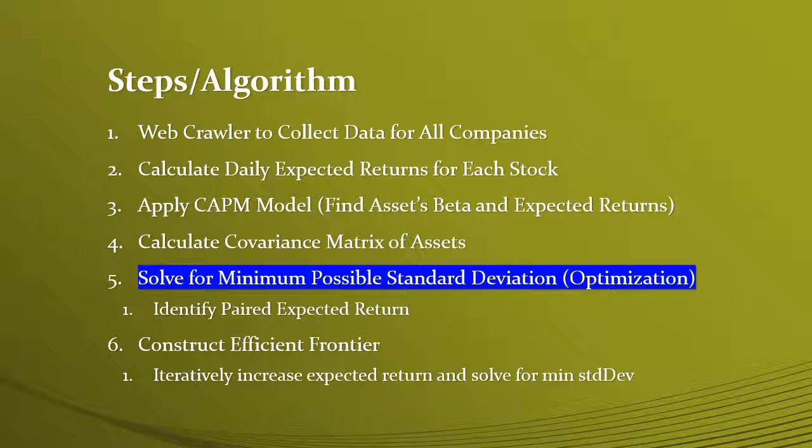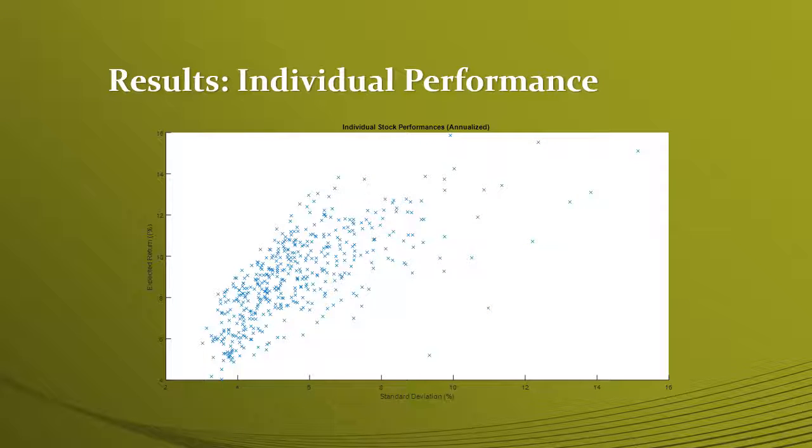And then next we want to find the covariance matrix of the assets, which shows how the different assets are related to each other. Then we solve for the minimum possible standard deviation, which is our optimization problem, and this is going to be paired with our expected return. And then finally we construct the efficient frontier by solving for multiple points by considering different expected returns. So this plot shows the performance of each individual stock. Each X consists of a portfolio containing only one company. This is without any portfolio optimization.